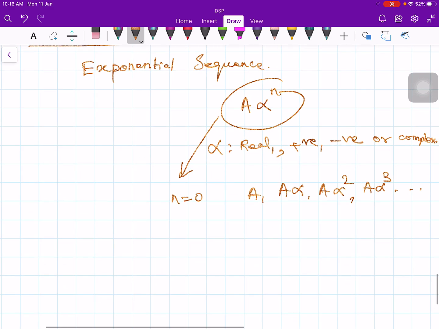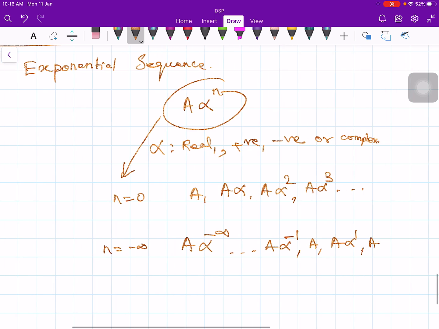In case it starts from n equals minus infinity, then it starts from a times alpha to the minus infinity, dot dot dot, a times alpha to the minus 1, a, then a times alpha to the 1, a times alpha to the 2, and so on and so forth.